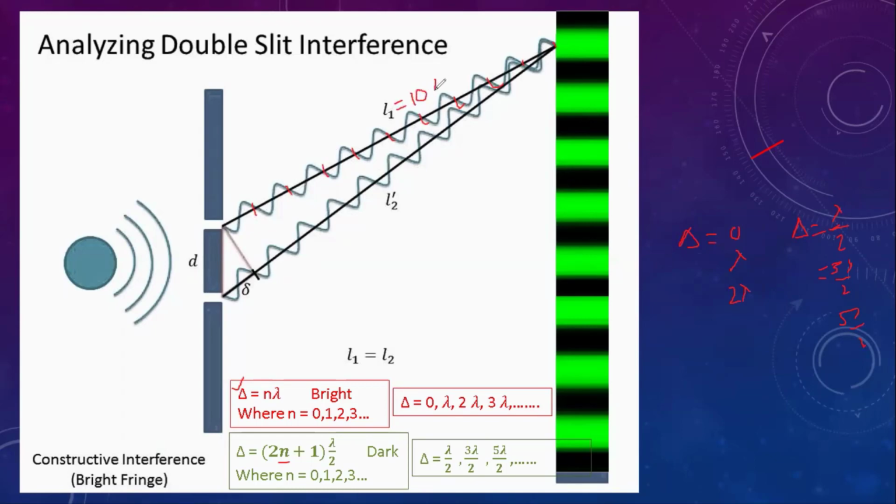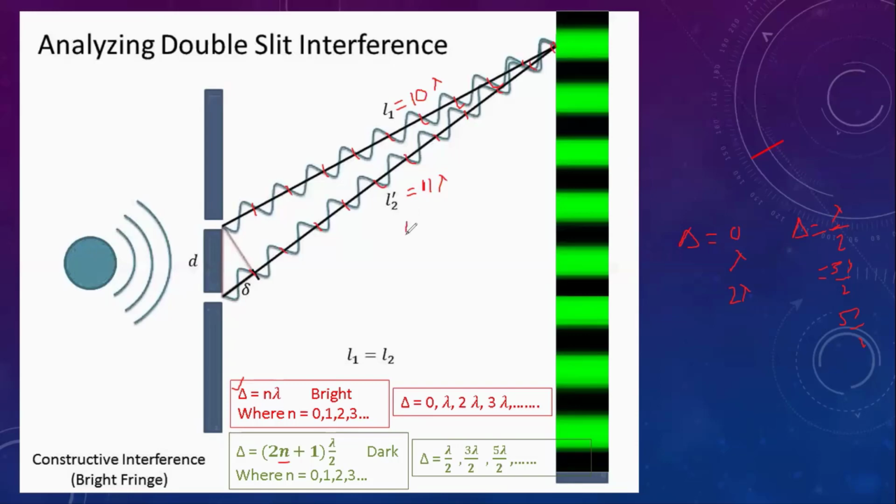And now again, for this wave, 1, 2, 3, 4, 5, 6, 7, 8, 9, 10, 11. So for this light ray reaching here, the distance is 11 lambda. The distance traveled by this light ray is 11 lambda. So then what is the path difference?